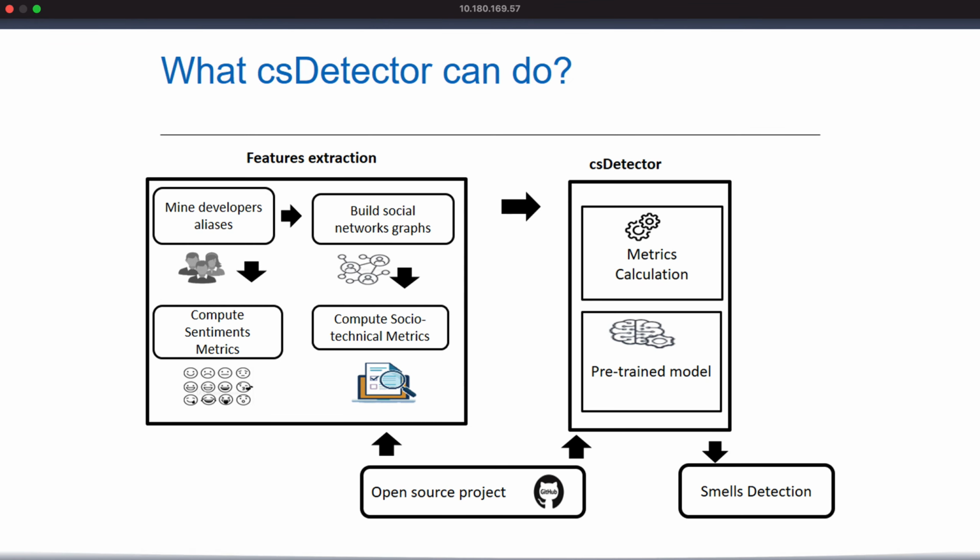In our tool, we introduce two main contributions. The first one is feature extraction and the second one is community smells detection. First of all, we analyze the problem of developer analysis, and then we build our social networks based on different scenarios: comments, issues, and pull requests. Then we compute the sentiment metrics using the sentiment tool. Then we build our framework that contains all the metrics related to organizational social structures. In our approach, we use a machine learning approach to detect community smells.